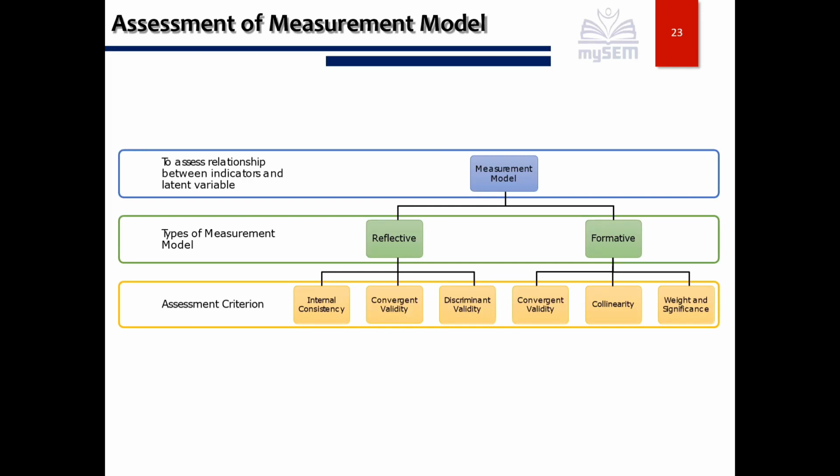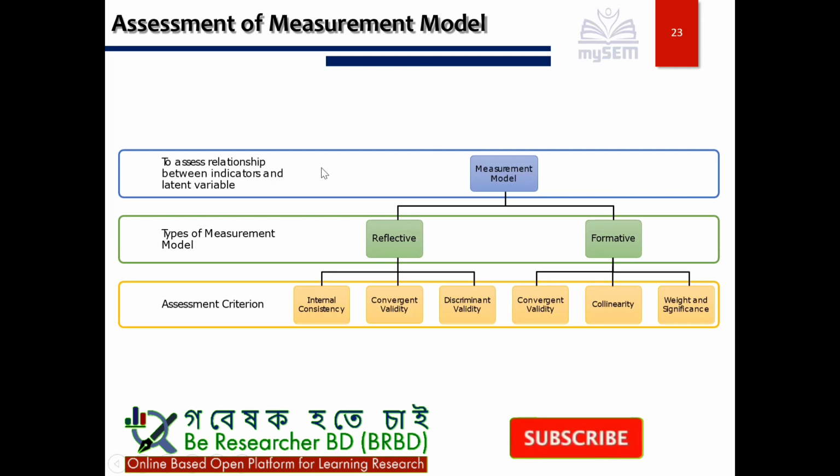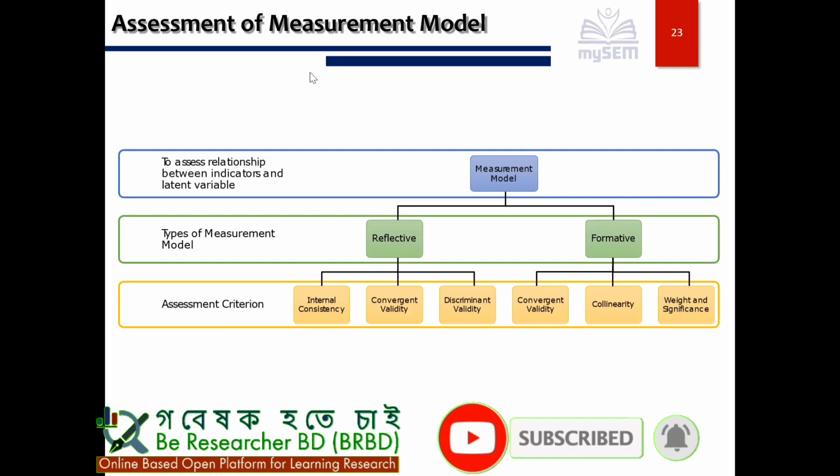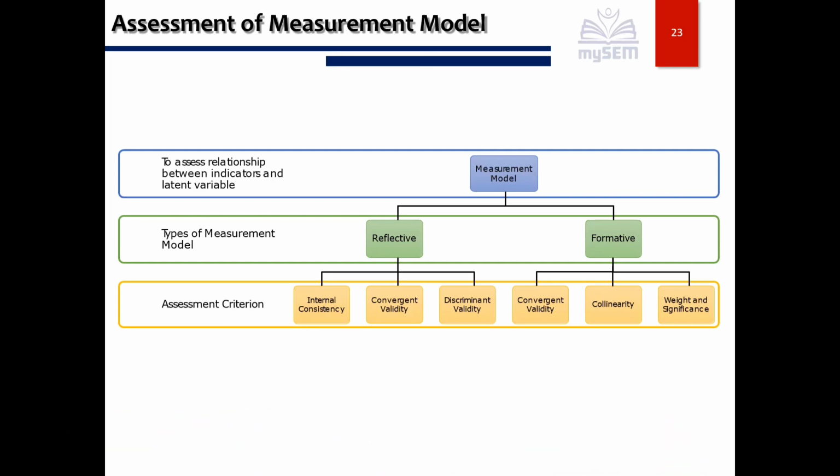See, already we know measurement model. What we do in measurement model, we have to know what is actually the objective of this. Why are you doing this? The main objective of the measurement model is to assess the relationship between indicators and latent variables. What is the objective of measurement model? To assess the relationship between indicators and latent variables.